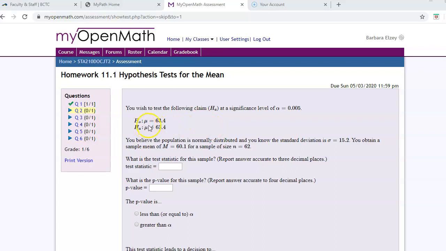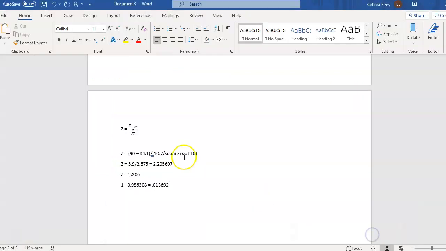So let's begin by plugging 63.4 in for mu. Our x bar is 60.1. Our sigma is 15.2, and our n is 62. So we'll go back here, and I still have that formula up top from the last video, so we're going to use it again. Z equals, our x bar in this instance was 60.1. Our mu was 63.4. Divided by sigma was 15.2, divided by the square root of 62.